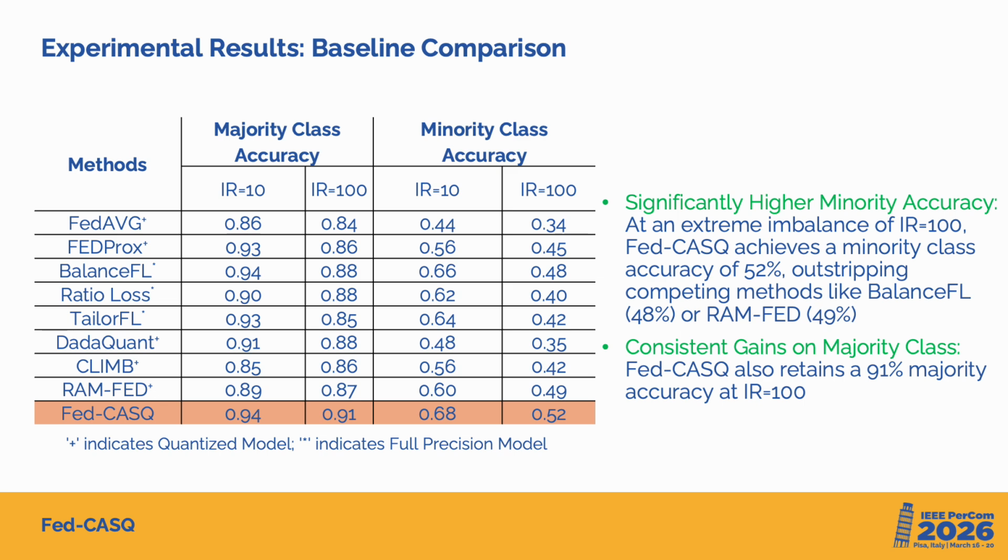So here we can see the performance of Fed-CASQ compared to different baselines. The key takeaway here is that Fed-CASQ closes most of the gap between quantized and full precision training for the minority classes, outperforms strong baselines under severe imbalance, and stays competitive on the majority classes. Specifically, at an extreme imbalance ratio of 100, Fed-CASQ reaches about 52% minority class accuracy, surpassing methods like Balance-FL and RAM-Fed, while still keeping majority class accuracy high, around 91%.